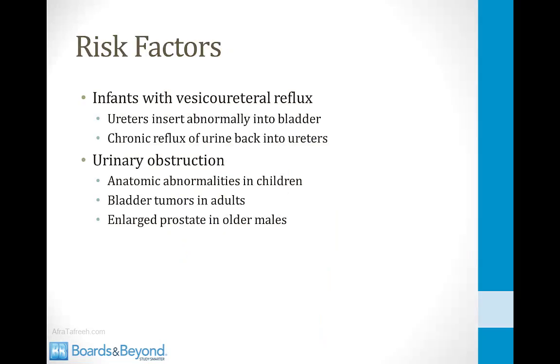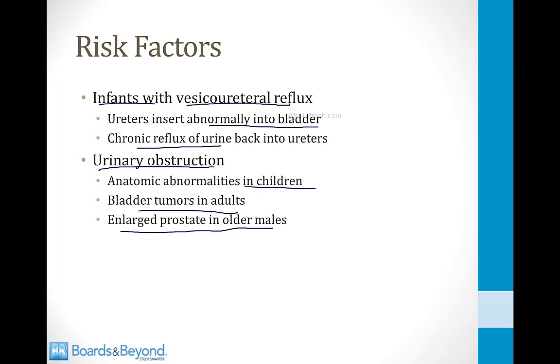So who has poor urinary flow? Well, infants who have vesicoureteral reflux have ureters that insert abnormally into the bladder. So they have a chronic reflux of urine back into the ureters. This means they have poor forward flow of urine and they're at increased risk for infections. People who have a urinary obstruction for any reason are at increased risk for UTIs. So anatomic abnormalities in children can lead to this, bladder tumors in adults, or men who have enlarged prostates. All these groups are more likely to get urinary tract infections.